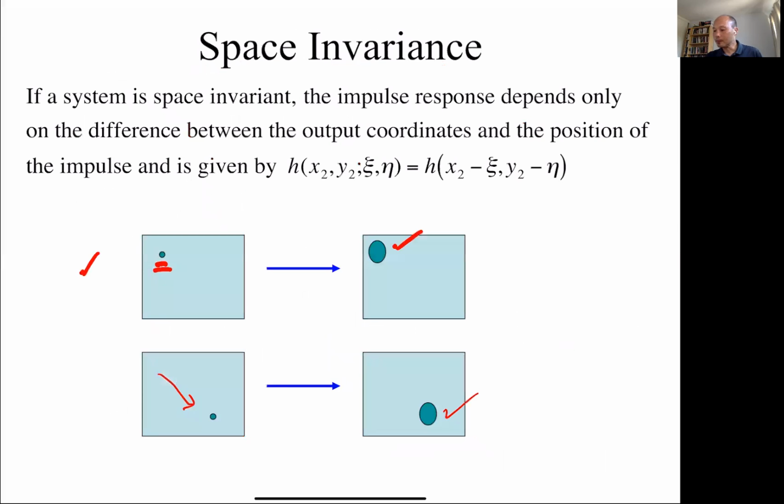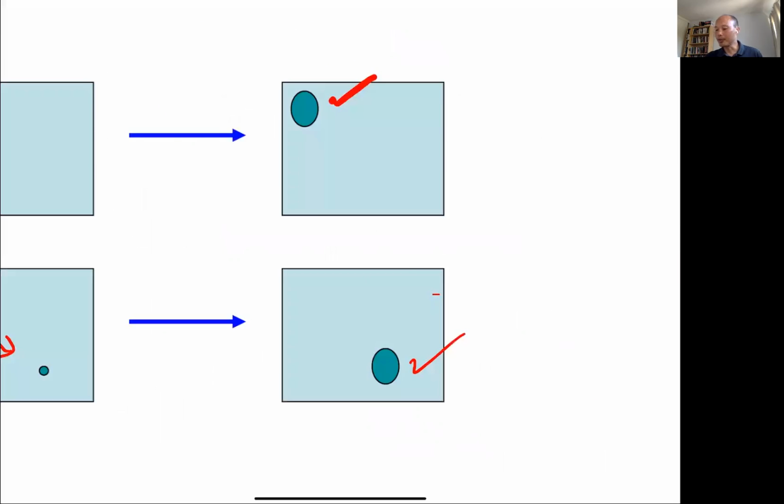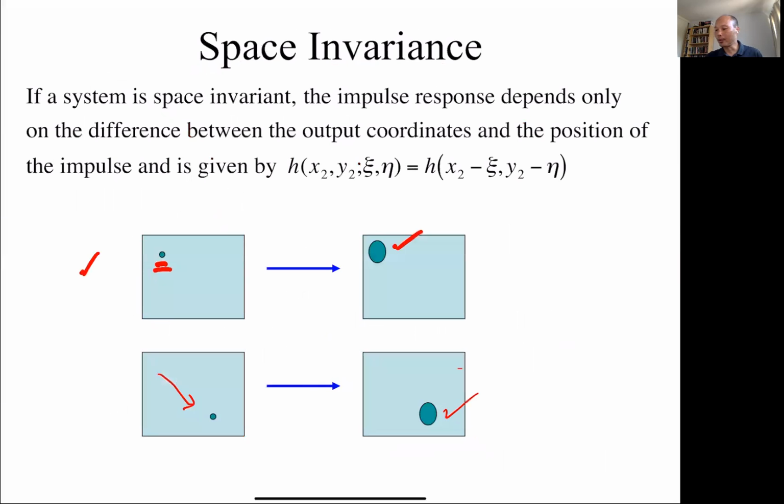So a linear shift invariant system is defined as follows mathematically. If I have my impulse response depending on the input coordinates xi and eta and the output coordinates x2 and y2, then if it's shift invariant, we're allowed to make this equality, which is basically just based on the difference between my output and input coordinates. And if that's true, then that's the shift invariance.